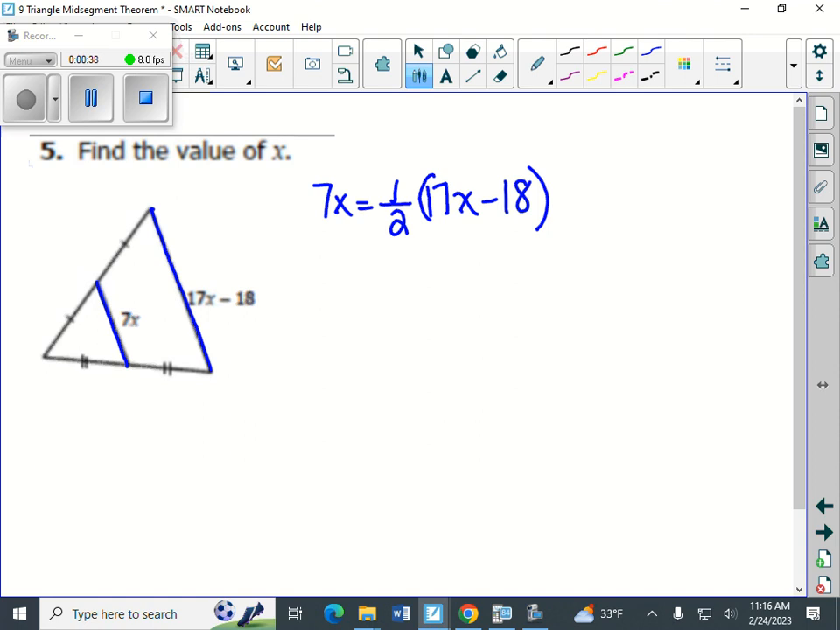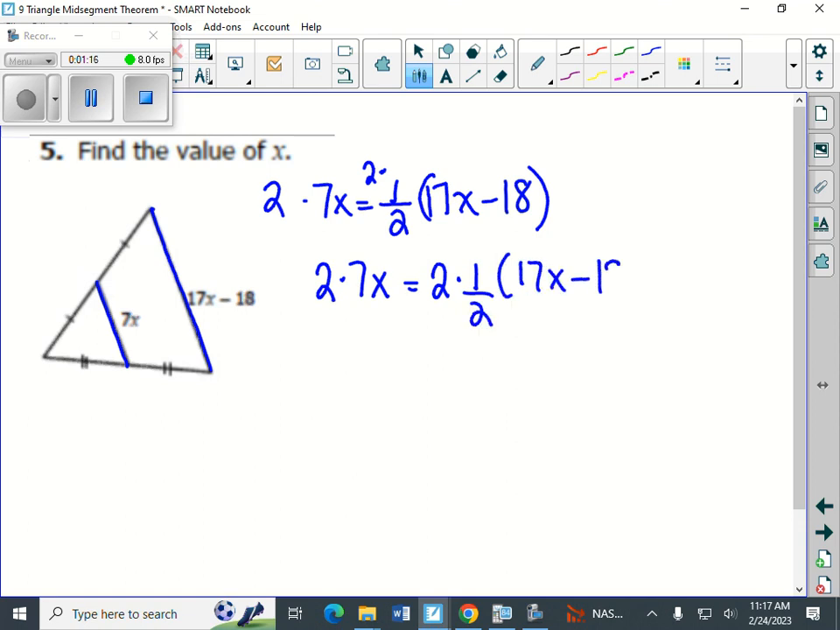Sometimes it's a little bit easier to get rid of the fraction first to be able to solve this. You could just distribute the 1/2 and then solve that way. But to make our life a little bit easier, I'm going to multiply this side by 2, because that's the denominator, the bottom number of the fraction. So we're going to multiply this side by 2 as well. So this becomes 2 times 7x, and then it's 2 times 1/2 times 17x minus 18.